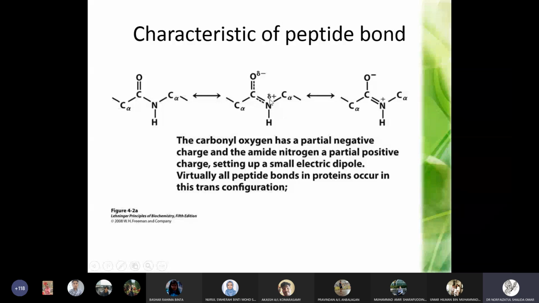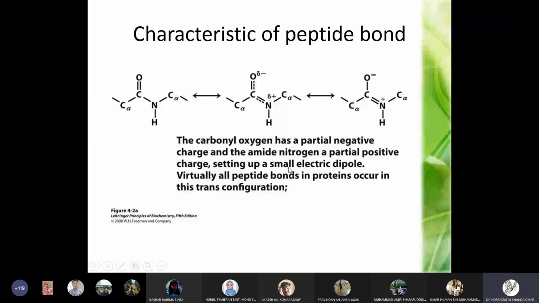The amide nitrogen will give the partial positive charge, whereas the carboxyl oxygen will give the partial negative charge. Okay, which is what we call a small electric dipole. This will set up a small dipole moment for the protein. So this is special, the peptide bond. This is the formation, peptide bond: carboxyl group and amino group. Amino group is usually positive. Carboxyl group is usually negative.